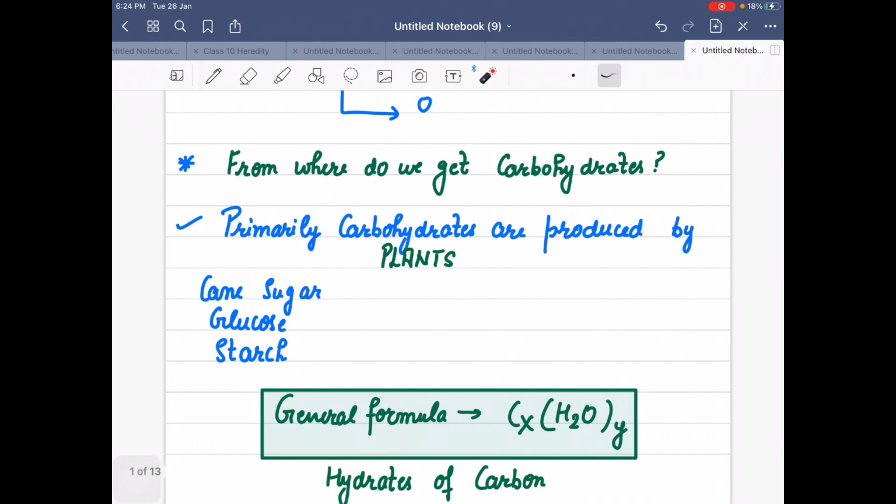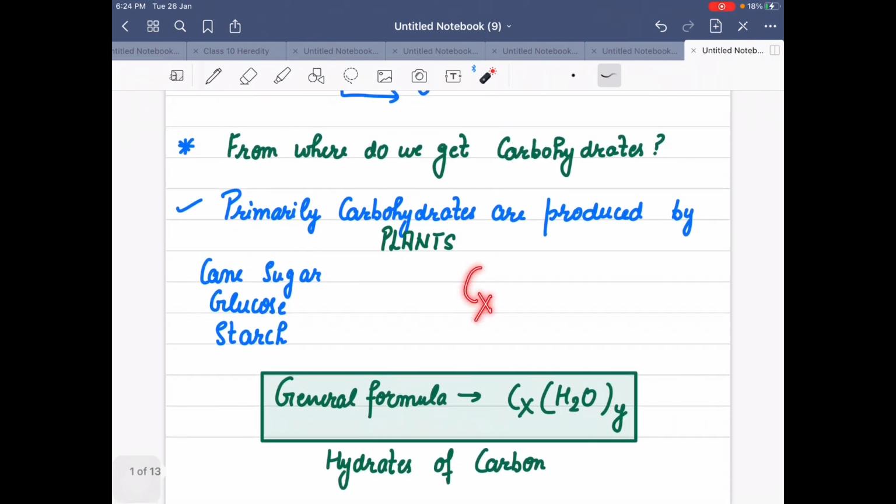The general formula for carbohydrates is C6(H2O)x, and that is the reason they are also known as hydrates of carbon. Suppose I just put 6 carbon, C6H12O6, I will be able to form my glucose.